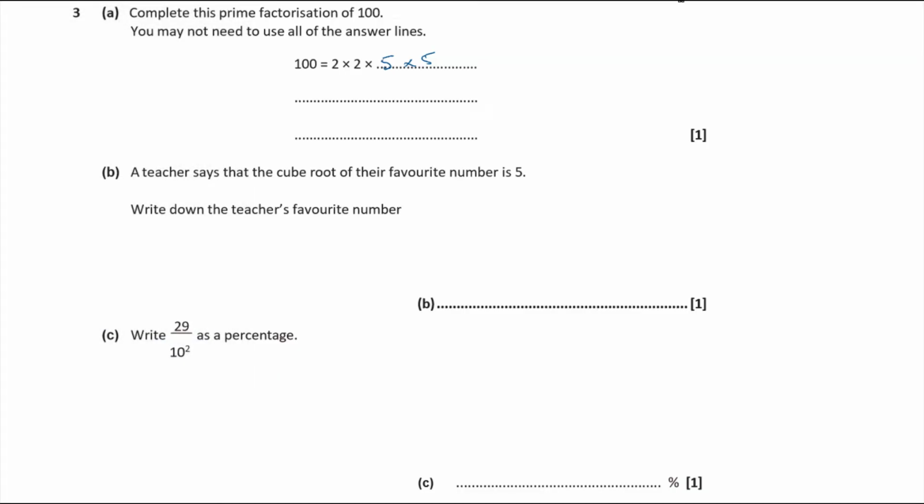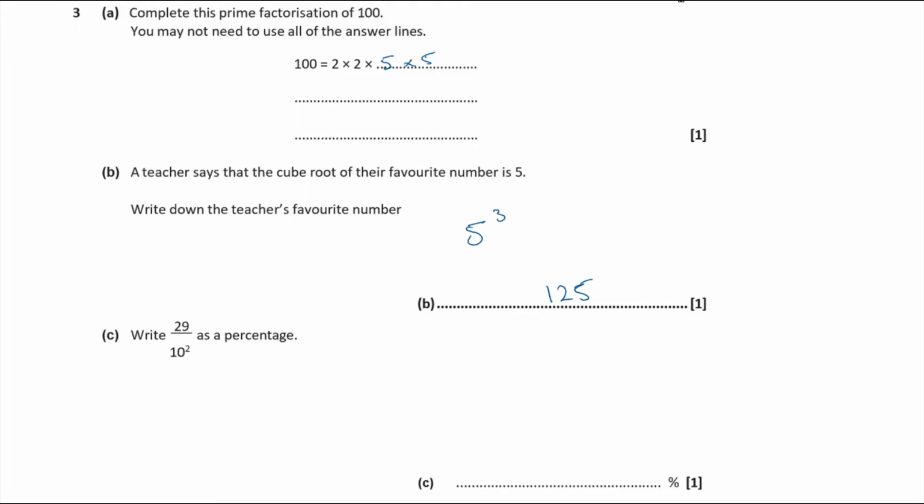Part B says, a teacher says that the cube root of their favourite number is 5. Write down the teacher's favourite number. So if the cube root of the number is 5, then the number must be the same thing as 5 cubed, isn't it? Which is 5 times 5 is 25 times 5 is 125. So 5 cubed is 125.